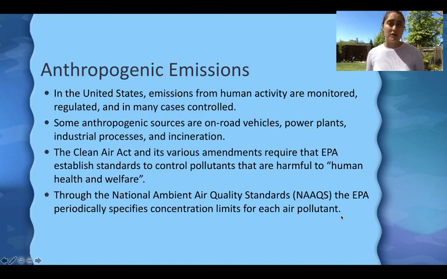Our anthropogenic emissions at this point are monitored and regulated, meaning essentially you're not free to just emit as many pollutants as you want. There's a cap that you can reach. There are measures put into place to make sure that you're not emitting constantly, right? Some anthropogenic sources are those vehicles, power plants, industrial processes, right? Things that we've already talked about. And the Clean Air Act basically establishes hard guidelines, like you cannot go over this, based on it being bad for humans, right?